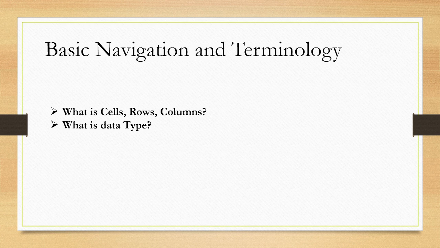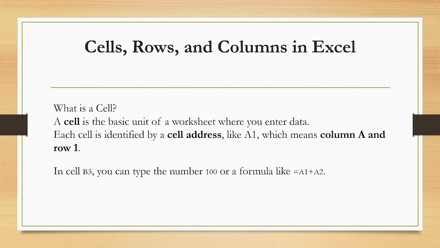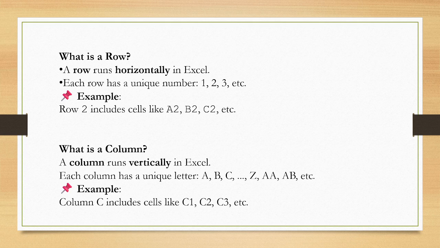Basic navigation and terminology. What is cells, rows, columns and what is data type? Cells, rows and columns in Excel. What is a cell? A cell is the basic unit of a worksheet where you enter data. Each cell is identified by a cell address like A1, which means column A and row 1. In cell B3, you can type the number 100 or a formula like equals A1 plus 8.